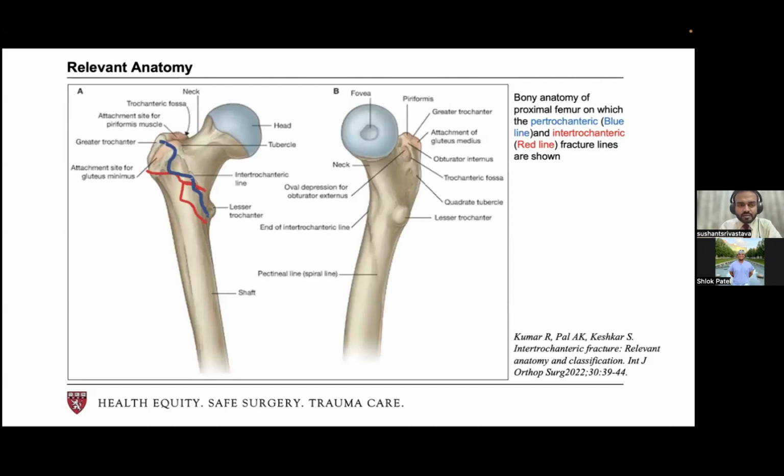So here on your screens, you have the relevant anatomy of the proximal femur, wherein we are going to focus on these two things: the blue line, which signifies the pertrochanteric region, and the red line, which is the intertrochanteric region. So our talk today is going to be about fractures around the intertrochanteric region. As we can see, the proximal part of the femur consists of the head, the neck, the intertrochanteric crest, and the part just below, that is 5 centimeters, which is also the subtrochanteric region.